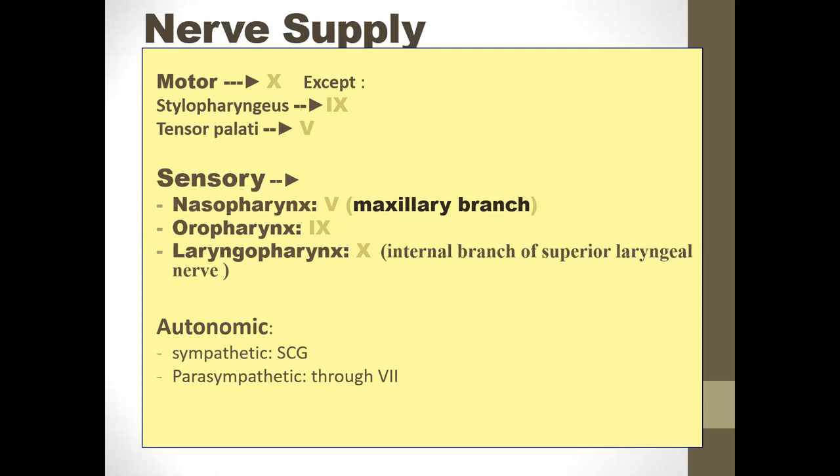And the laryngopharynx is supplied by the vagus nerve, the internal branch of the superior laryngeal nerve. Autonomic is from the submandibular ganglion, and also parasympathetics are through the facial nerve. The facial nerve is responsible for the taste sensation at the posterior tongue.